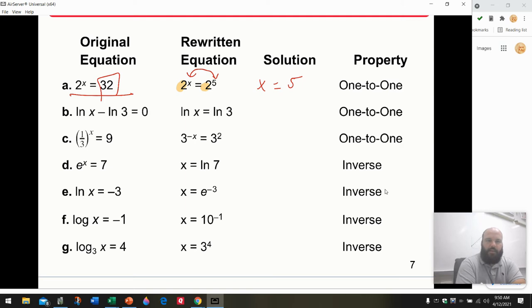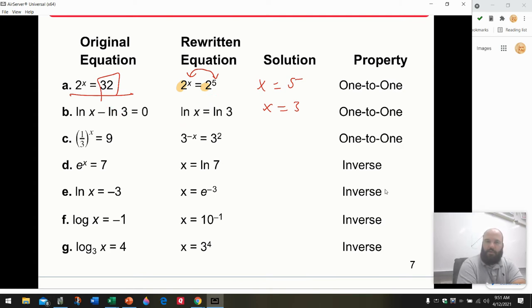Now the next one, the original equation is natural log of x minus natural log of 3, and that equals 0. Now what we have to do is add natural log of 3 to both sides, and when I do that, I get a new equation. Natural log of x is equal to natural log of 3. Now natural log, of course, is log base e, so you can see we have log base e here and log base e there. They're the same, so that means x is equal to 3. And there's our final solution. That's also the one-to-one property.